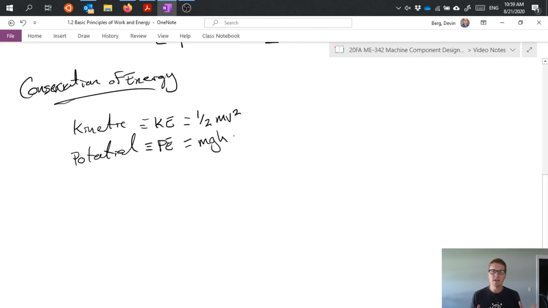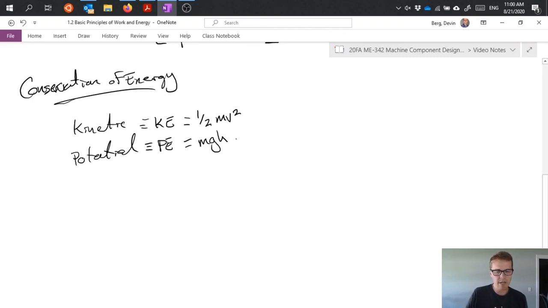And mgh in this case is the energy of something being at a height, right? So if I have an object up here and it's going to move down to here, that's a change in potential energy because I'm changing h. G is gravity, m is mass. So as that thing moves, it changes energy.